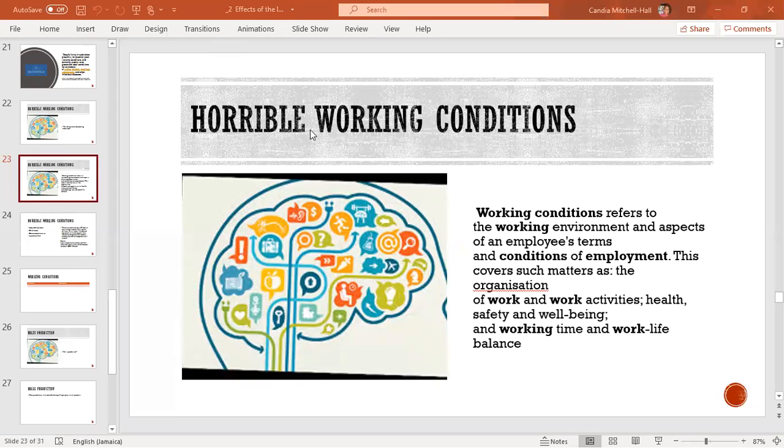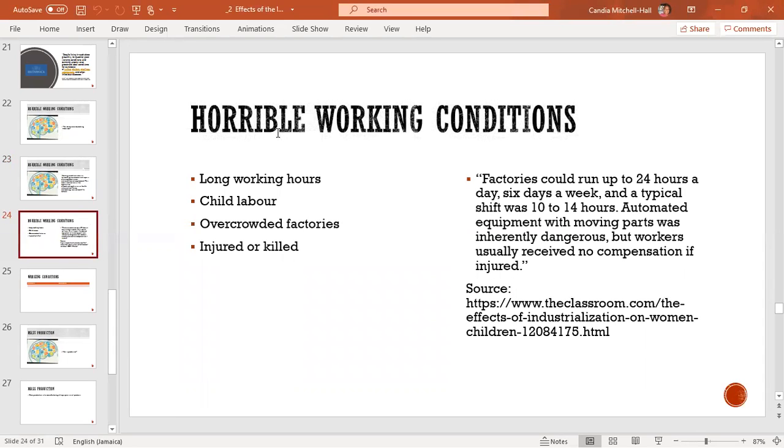So we know for sure when we said the word horrible, we know that it is bad. The working condition was extremely bad. The environment was bad. The contract was bad. The hours in which the work was done were bad. It was just horrible. For example, they worked very long working hours. And child labor, because they needed so many persons to work, they actually had to use the children.